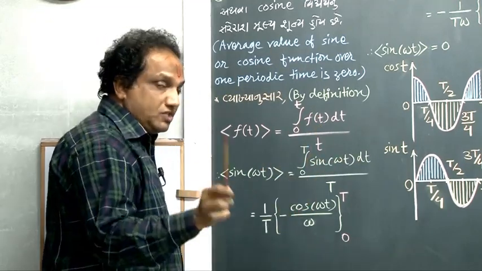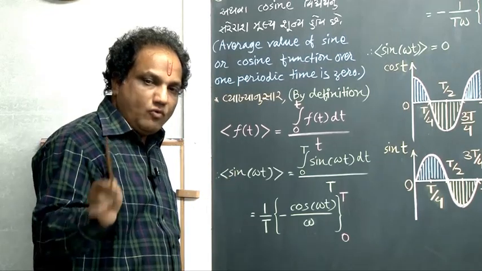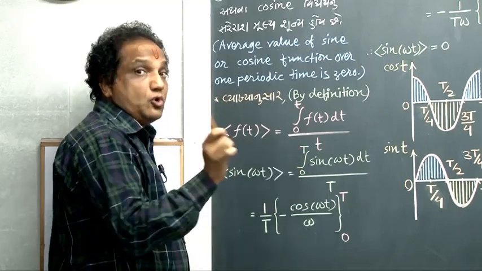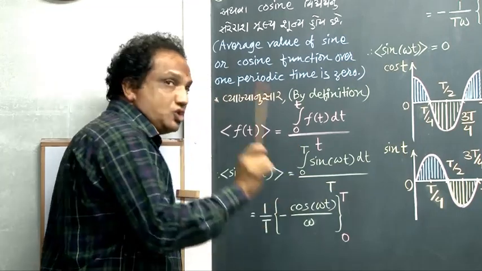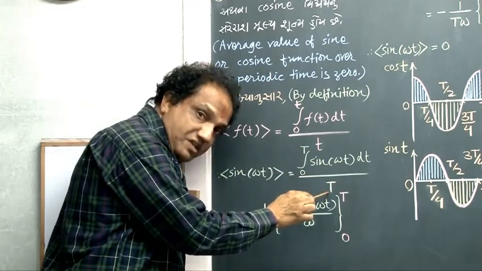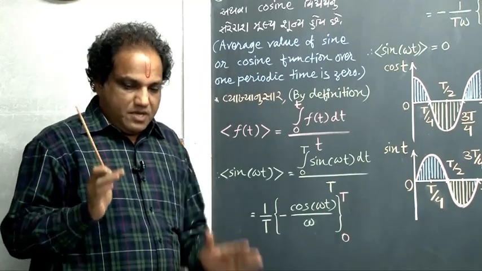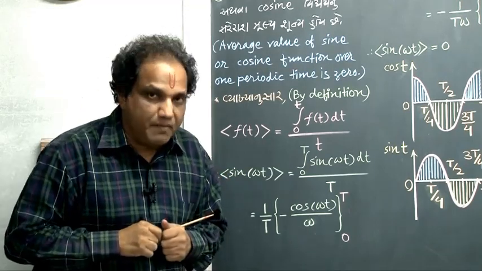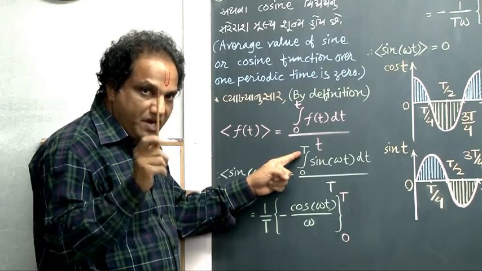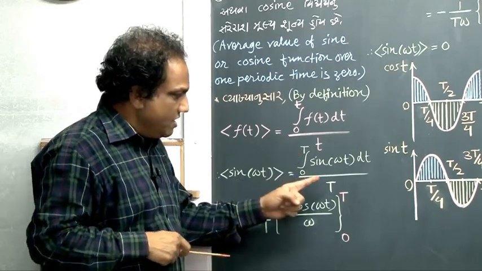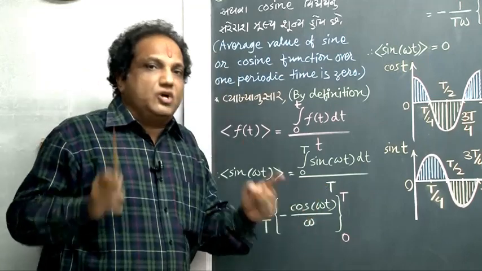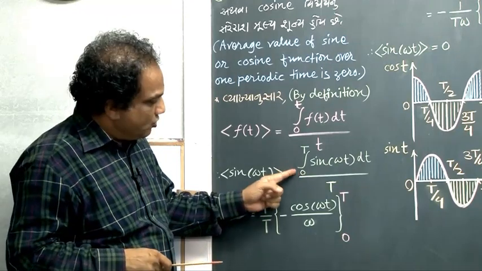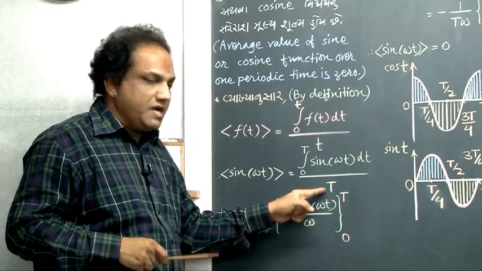That's all. And because we are interested in finding this average value over one periodic time, I write the limits this way, 0 to capital T, and then that summation should be divided by the same capital T. Fine. Suppose you require the average value over half of the period, then the limits are 0 to T by 2, and you should divide by T by 2. Because right now we require the average value over one periodic time, I am specifying the limits 0 to capital T, and then dividing that summation by capital T.